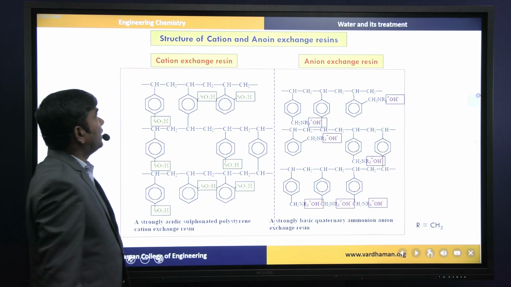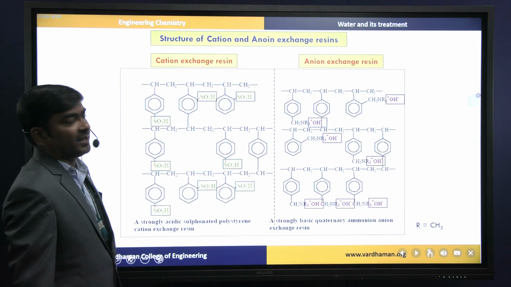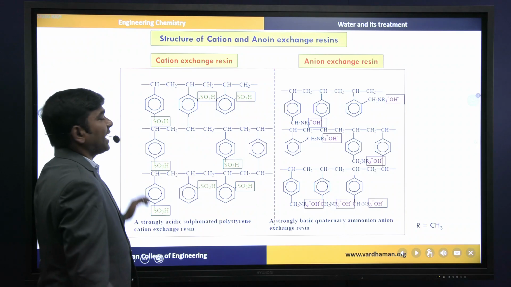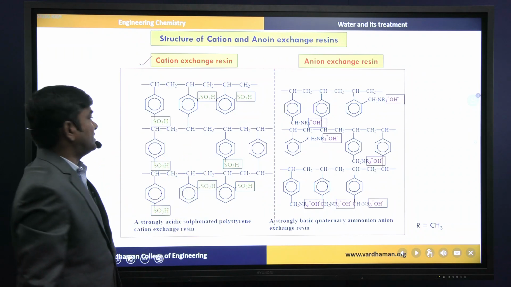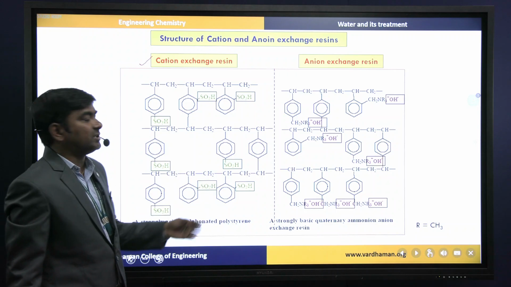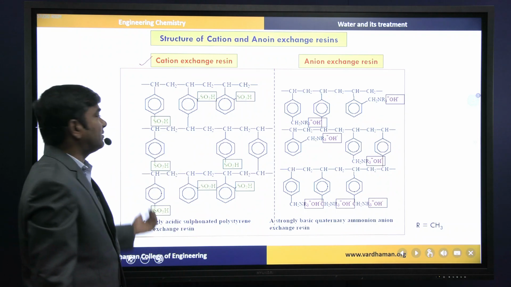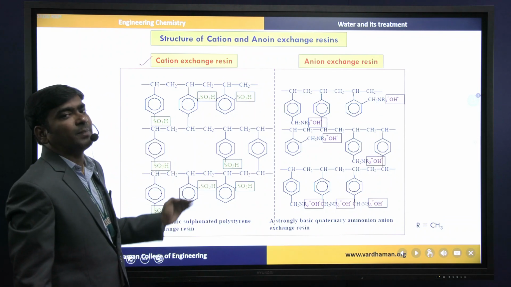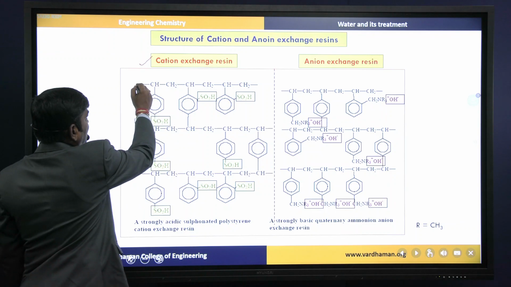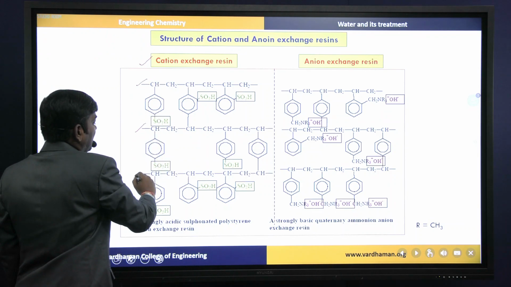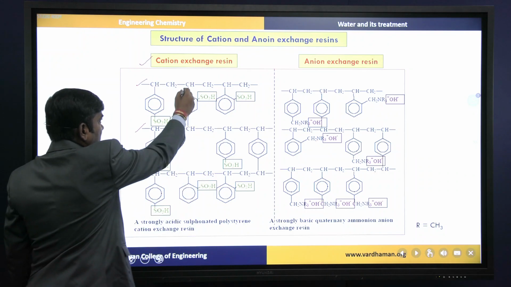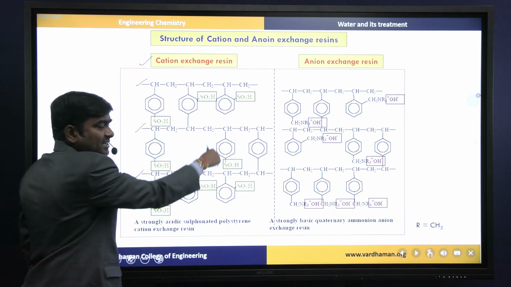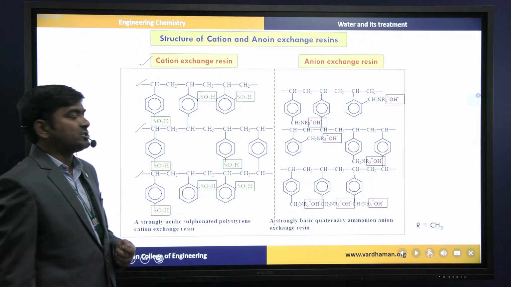Let us see the structure of cation and anion exchange resin. Left hand side is the cation exchange resin and right hand side is the anion exchange resin. In this diagram, as we discussed in the previous slide, you can observe the long chain organic polymers, and these have cross links between the chains and specific functional groups.